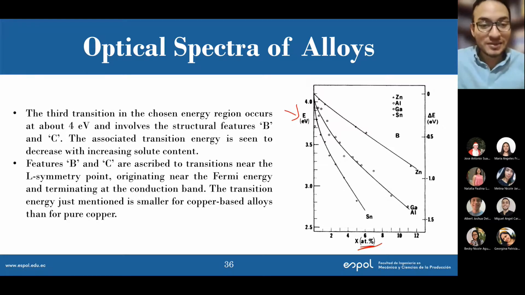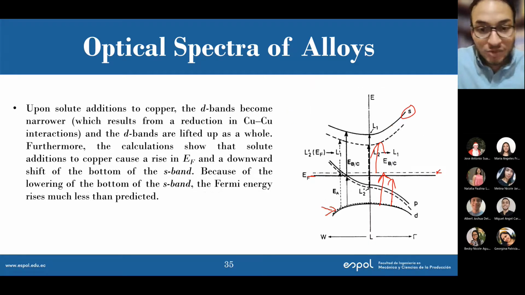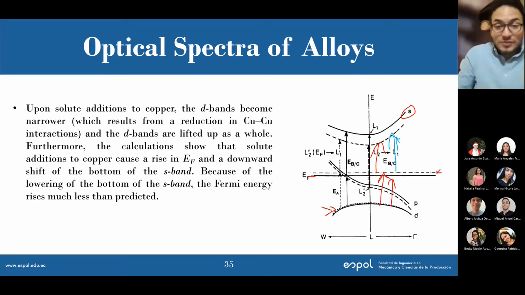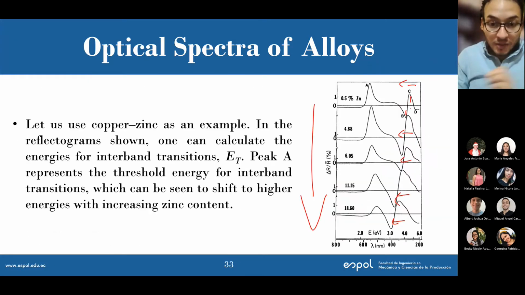What are these transitions, you might ask? Well, these are the transitions I was talking about here. This one, from the Fermi energy to the conduction band. And as you can see, it obviously decreases because the level of the S band is lowering down. And also remember that the Fermi energy is rising up with increasing solid content. So actually this energy becomes quite small, and it's a very large effect. Curve A is shifting towards the right, but it's a very small effect compared to B and C, which are shifting a lot.